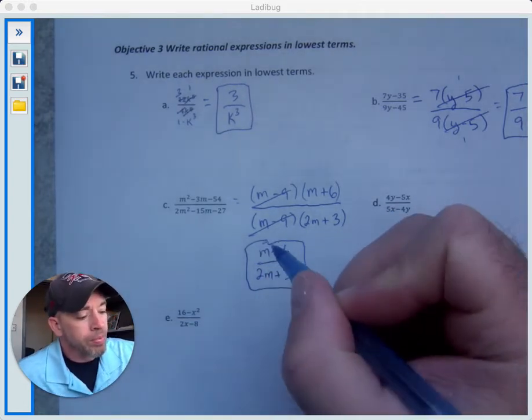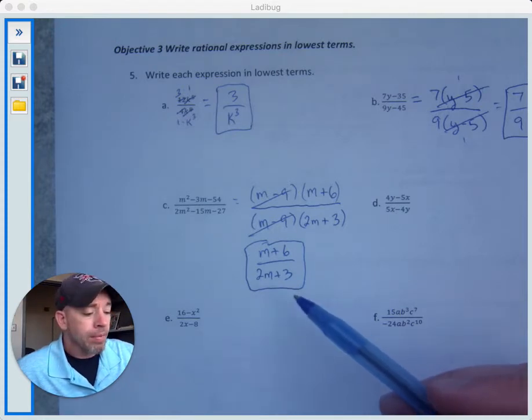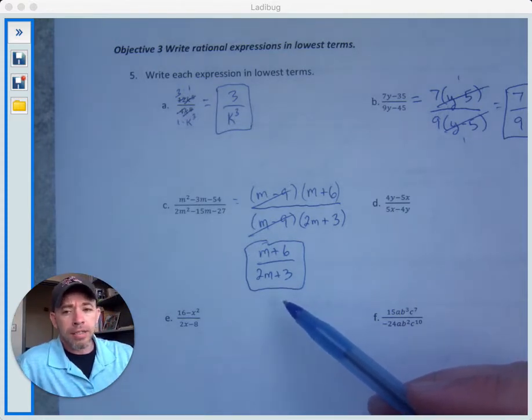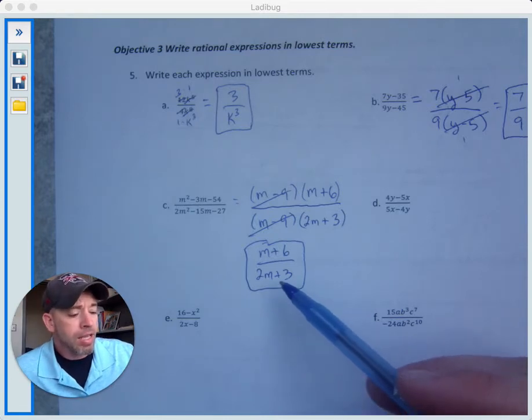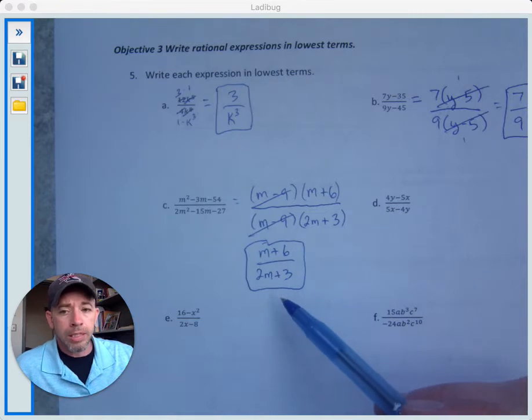I like to tell people, if you start to cancel the 6 and the 3, a kitten will die. That's not true, but it gets the point across. We do not cancel unless there's a product. If we do it with a sum, we will be wrong.